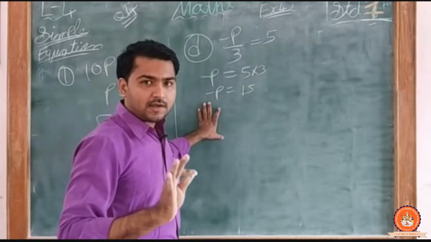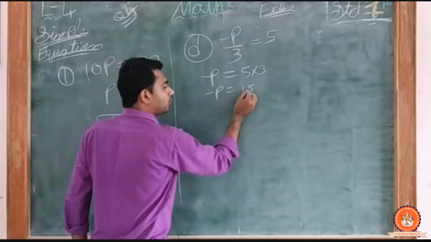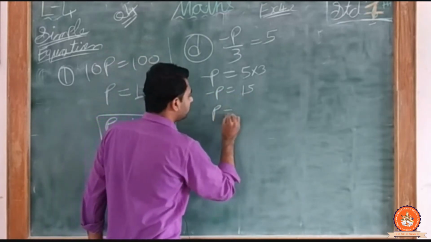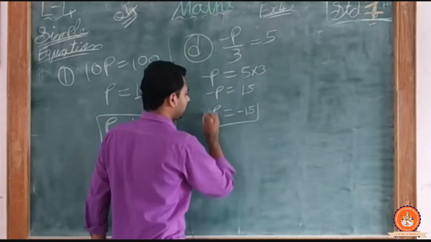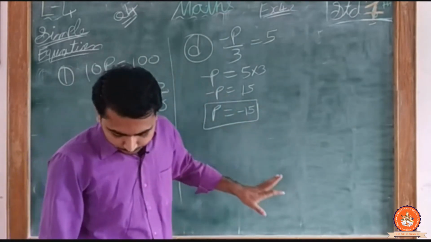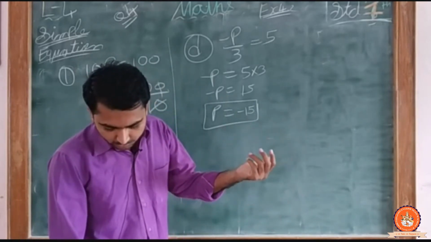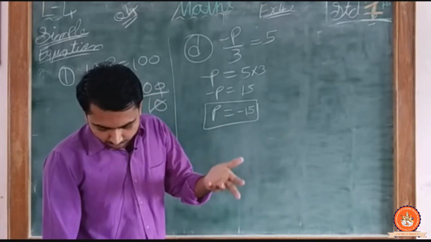Any variable is never minus or plus, a variable is just a variable, okay. So this minus will go to this number. So p is equal to minus 15, that you have to keep in your mind. Okay students, the D1 I solved. E1 you can do by yourself, which we have solved in question 3 also. F1 you can also solve.